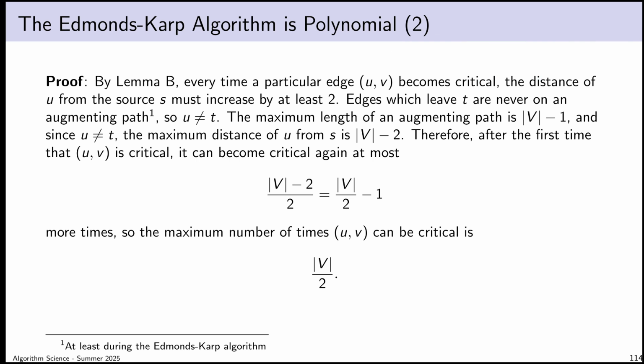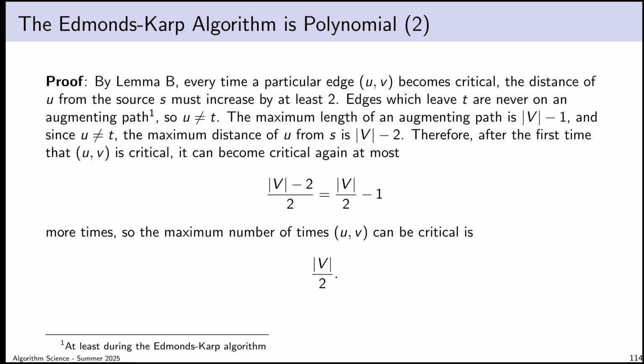So therefore, because vertex t never appears in the middle of an augmenting path, edges that leave vertex t will never be on an augmenting path. So t is the destination of the path. It isn't some intermediate vertex. What that means is that the vertex u, which is the starting point of the edge I'm talking about, is never going to be equal to t. Okay, so that seems like a minor point, but we might as well fold that into our proof.